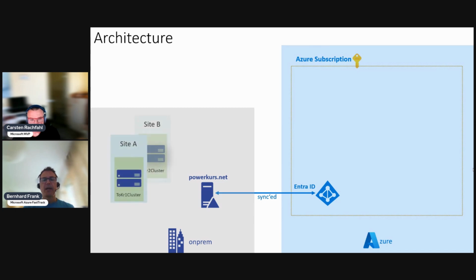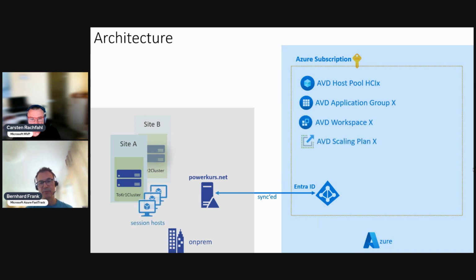Okay, then we have our two clusters, or we intend to simulate two data center presences, right? So we are not using a big 4-node cluster. We are using two 2-node clusters for simulating this. Then on the right-hand side in our Azure subscription, we have all the Azure Virtual Desktop objects that we require for setting up Azure Virtual Desktop.